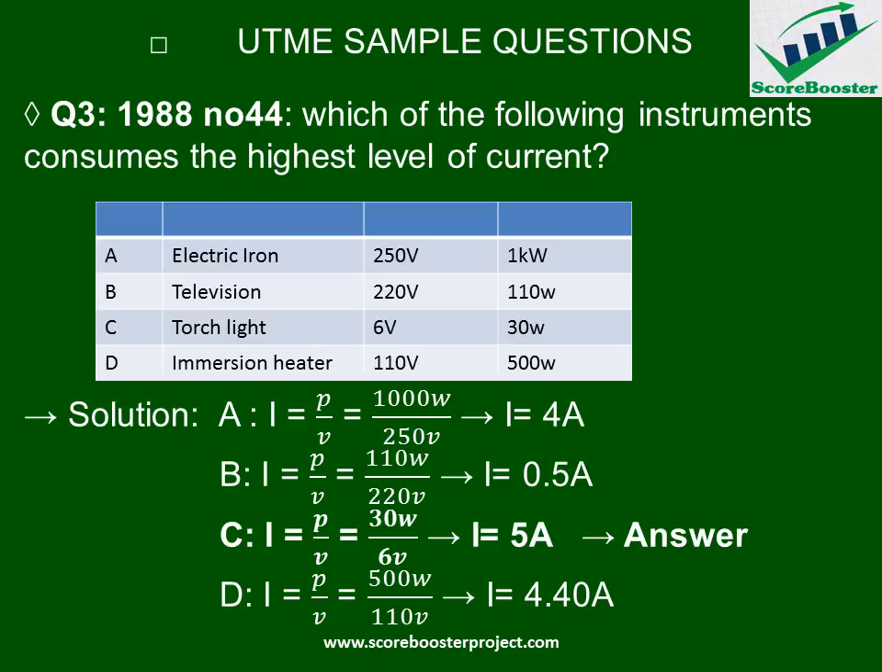So we now substitute into I equals P over phi for the four gadgets we are given. For A, P is 1 kilowatt, which is 1000 watts, divided by phi, which is 250 volts. So 1000 divided by 250 gives us 4 ampere, making the current for it 4 ampere.